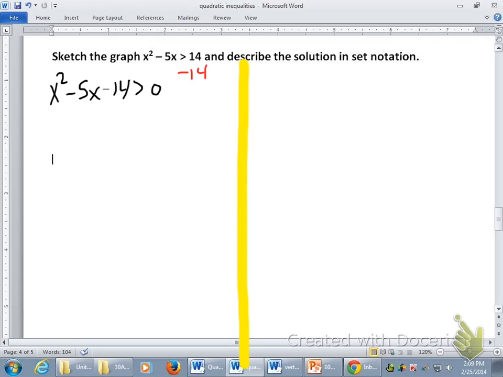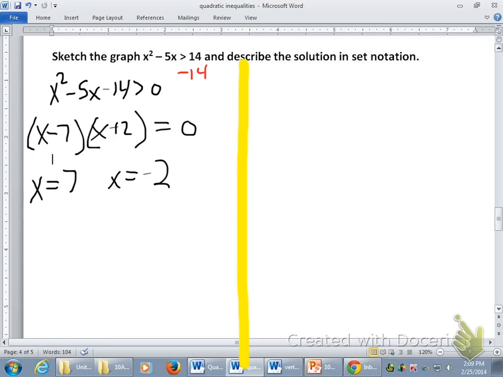Does this happen to factor? Negative 7. All right, it'd be nice if it did, and it does. So x, negative 7, positive 2, skip down to the answer. X equals positive 7, x equals negative 2. So there's my negative 2, sorry, negative 2. I don't like that. Let's try this. There's my negative 2. Here's my 7.